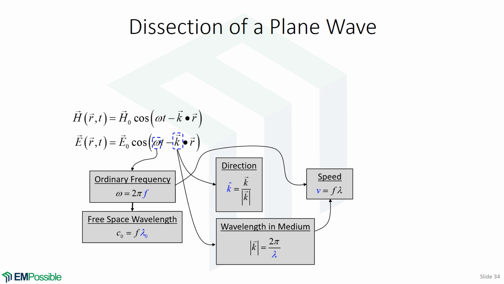Now we can determine the speed of the wave because it's not necessarily the speed of light. If it's inside of a medium, it's probably slower. But the speed of the wave is frequency times wavelength. Well, we've just calculated those two parameters. So we've determined the speed.